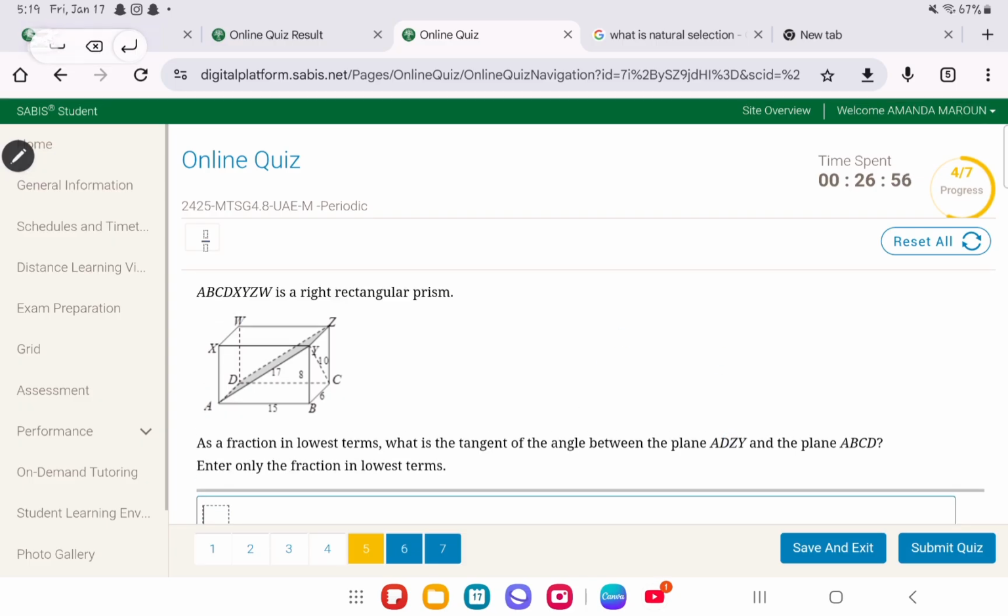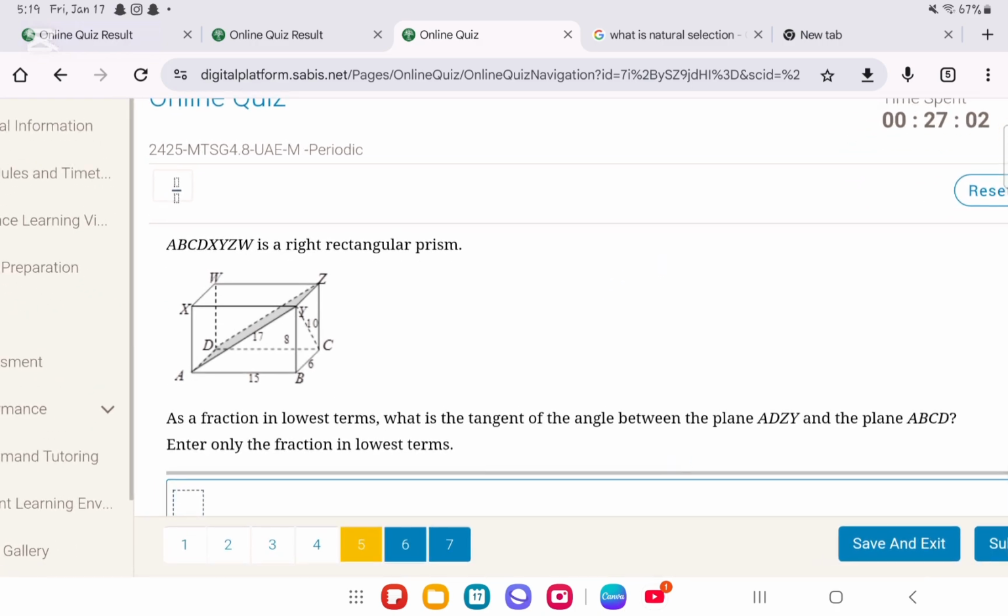Looking at this, you might think, oh my goodness, this is so hard, it's a really complex 3D shape. So let us first read what they need. We are given a rectangular prism. As a fraction in those terms, what is the tangent of the angle between the plane ADZY?